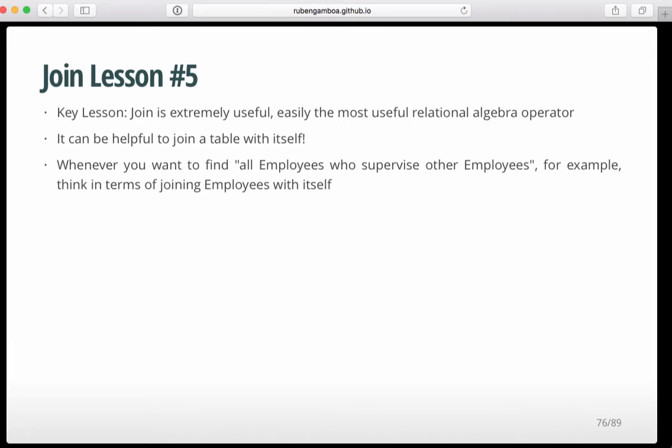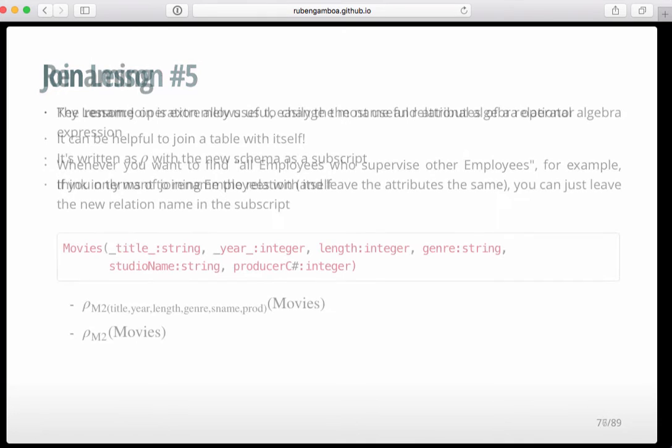Okay. Then I'm going to join movies with itself. I want to find all employees that supervise other employees. We'll join the employees table with itself. Okay. So it is a useful trick to have 2 copies of the same table in a join, so we can compare different rows of the same table at the same time.